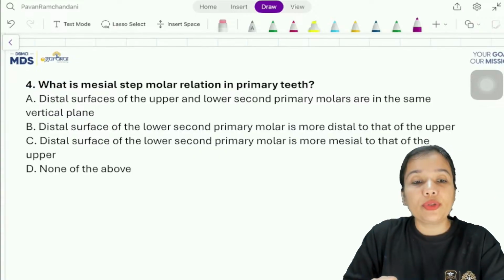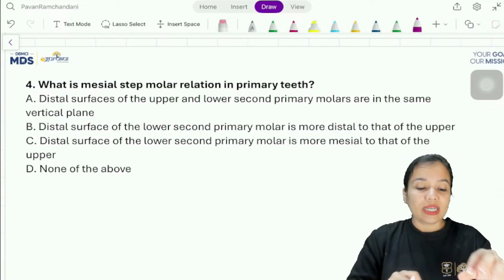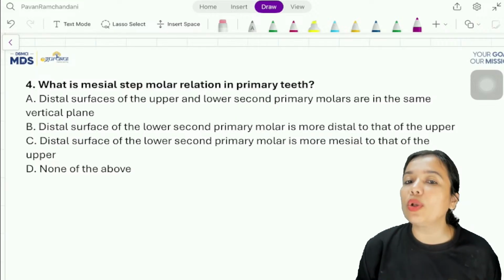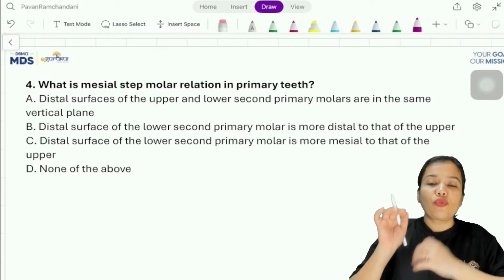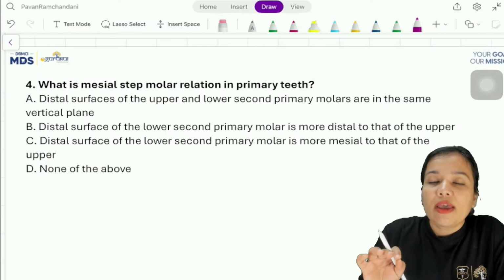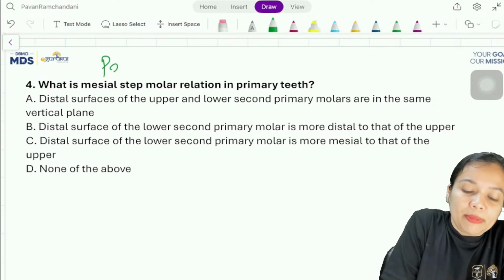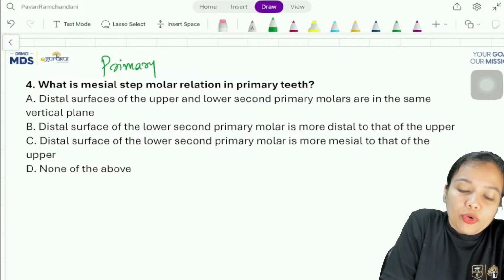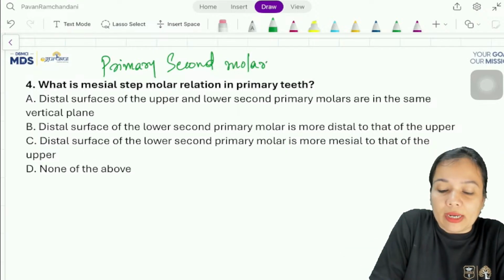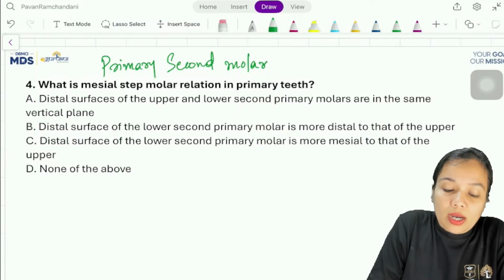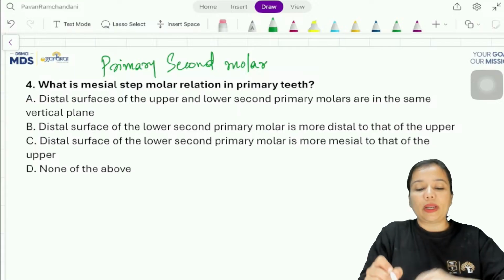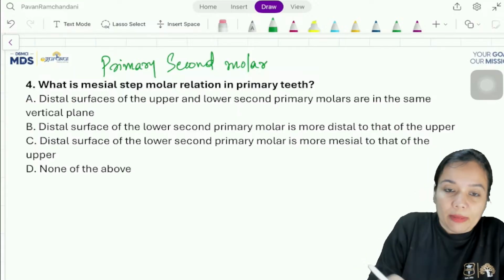Let us now hop on to question number 4, which is, what is mesial step molar relation in primary teeth? So when we look at the primary teeth, when we want to determine the occlusion, we always look at the primary second molar. We do not look at the primary first molar. We look at the relationship of the upper and the lower primary second molar. So the primary second molar, upper and lower, is what is seen.